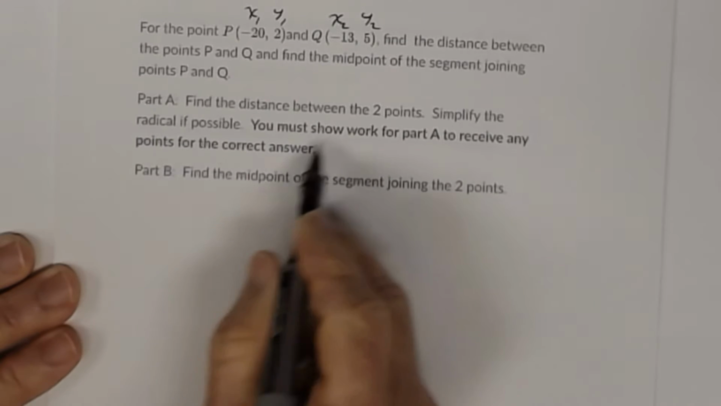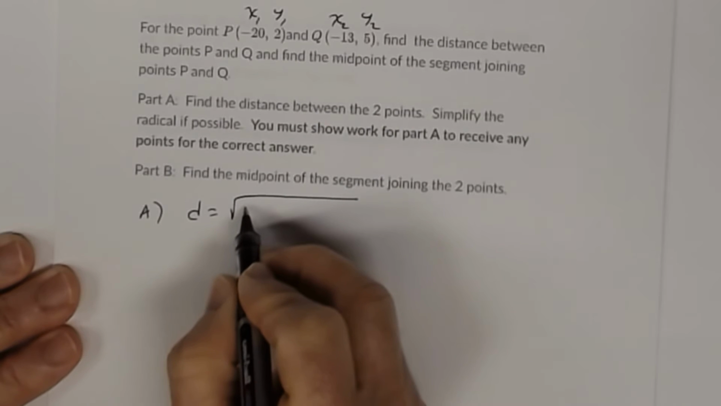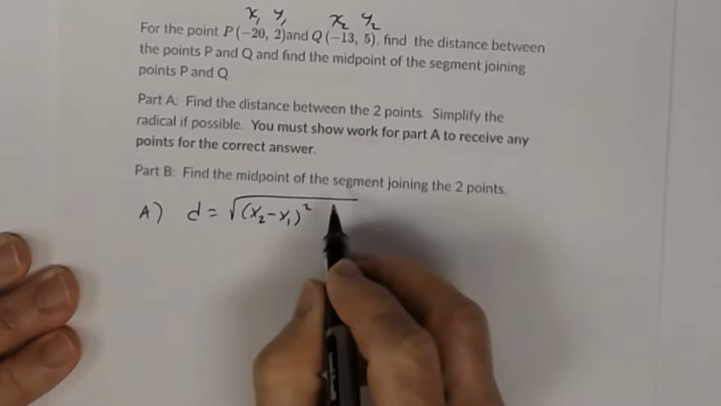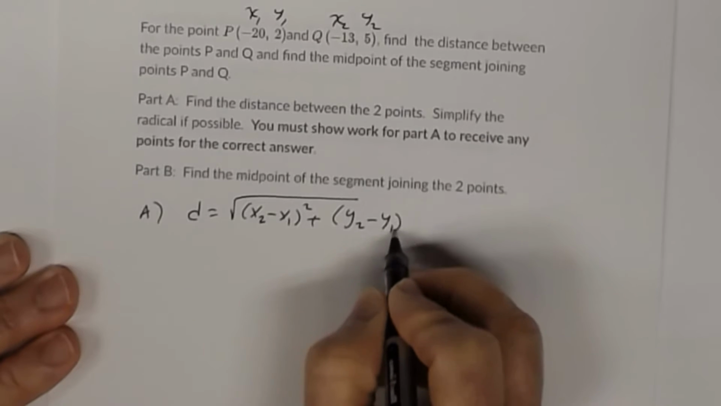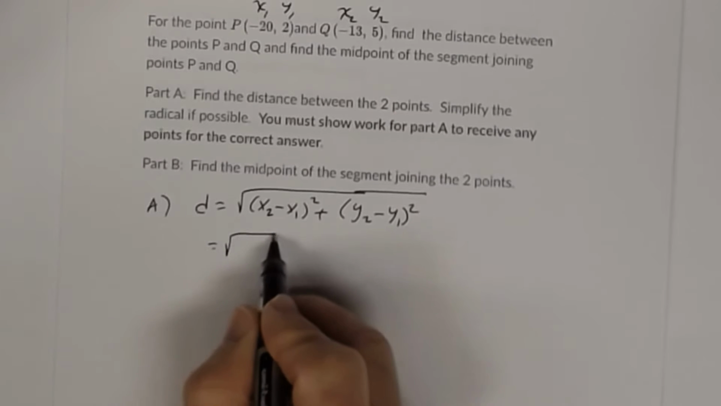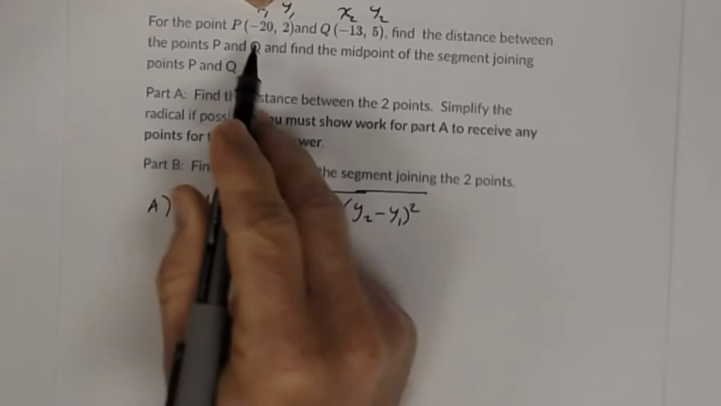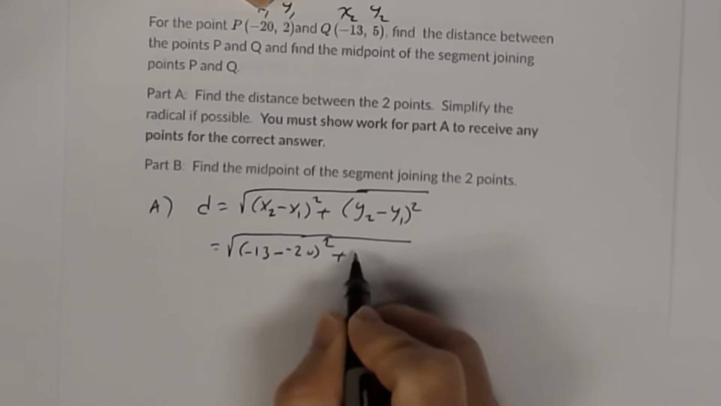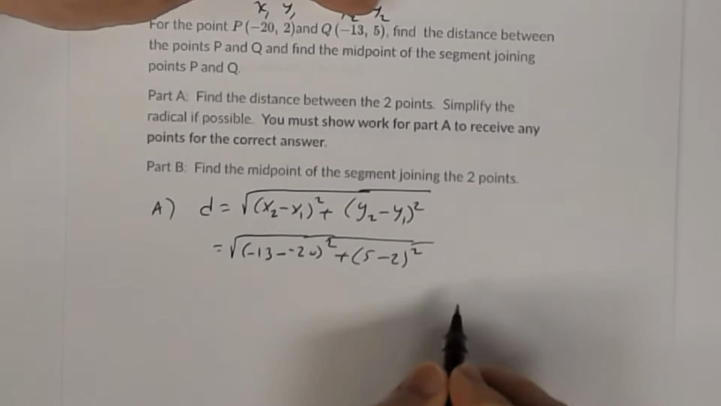And so part A says find the distance. So this will be part A. So the distance formula is the square root of x2 minus x1 squared. So you subtract your x coordinates from each other and you square that difference, plus y2 minus y1 squared. All right, so we're just going to substitute. So this becomes the square root of x2 is negative 13. So I get negative 13 subtract a negative 20 squared plus y2, which is 5, subtract y1, which is 2, and I square that as well.